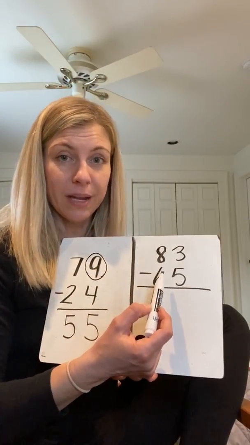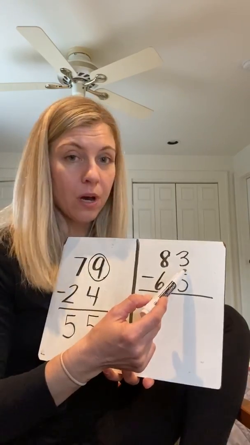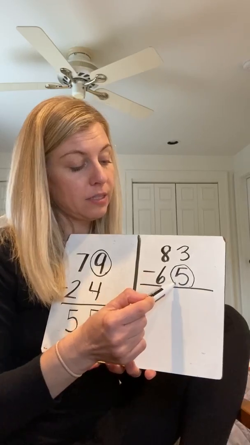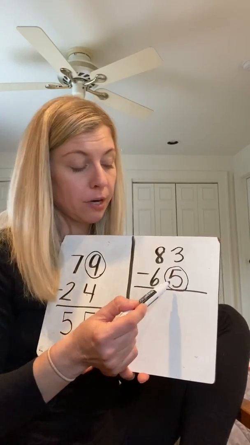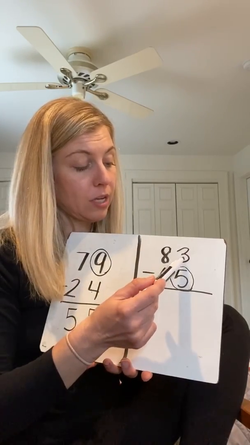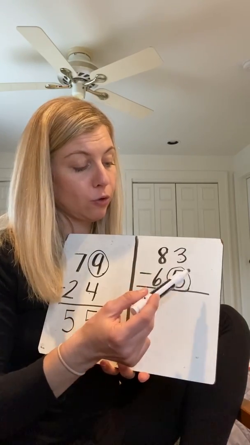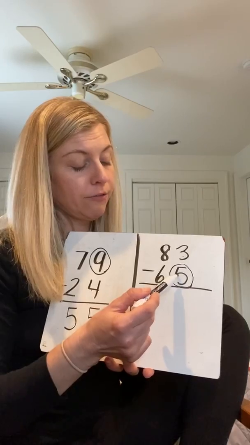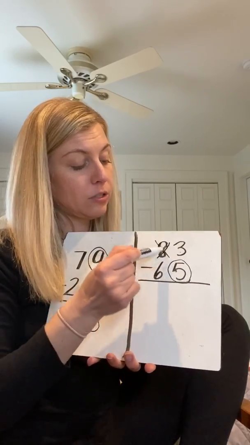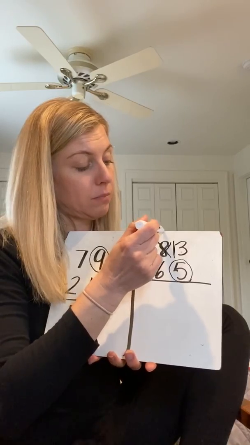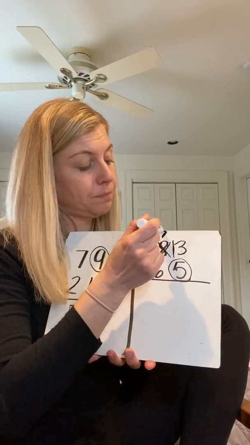Let's go through the steps again. Look at the ones. Circle the bigger number. Oh, this time there's more on the floor. So, because 3 is not enough to take away 5, we have to help out that 3 and give it a group of 10. More on the floor. Go next door. Take 10 more. The 8 becomes a 7.